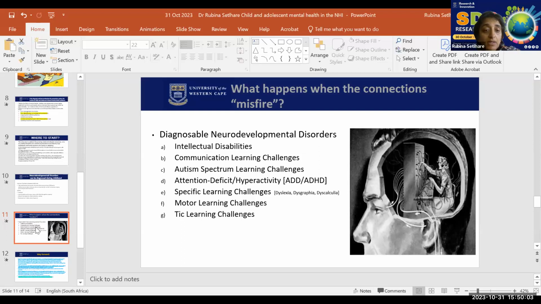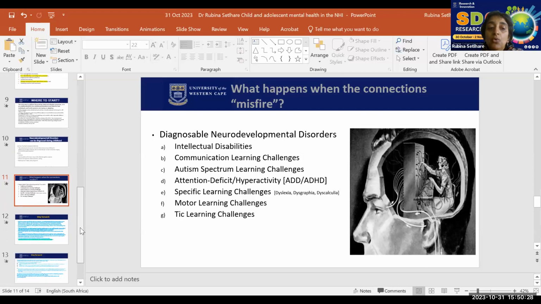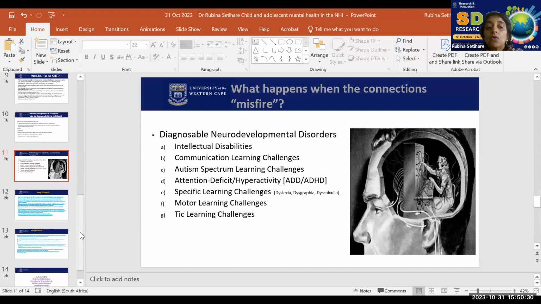So these might include intellectual disabilities, communication challenges. The ones that are well known are, for example, autism and then ADHD. And then you get specific learning disorders like dyslexia, dysgraphia, dyscalculia, motor challenges, and tic learning challenges, right?